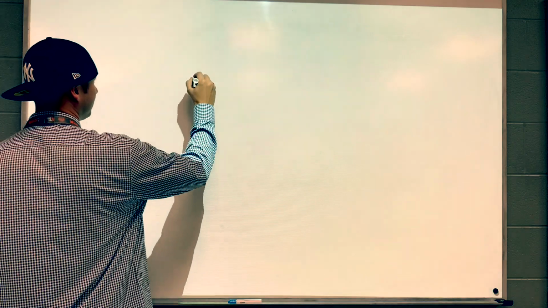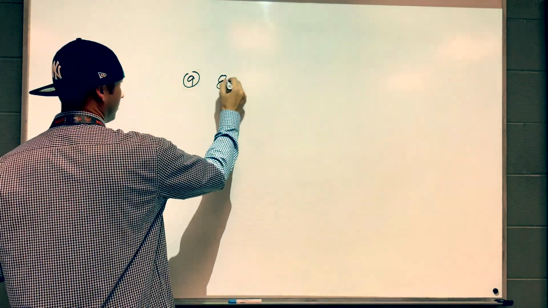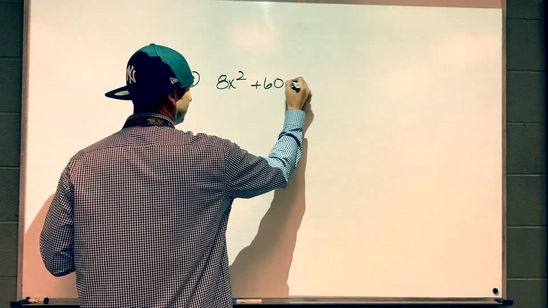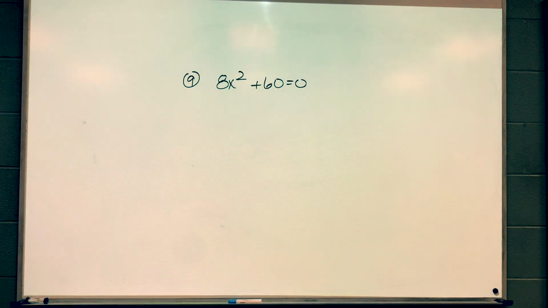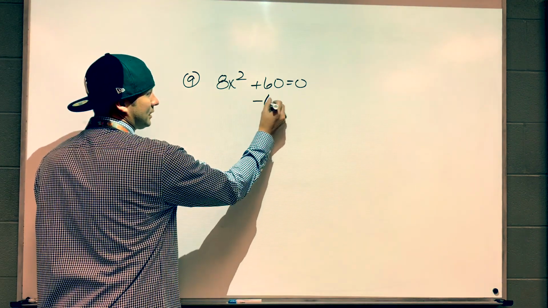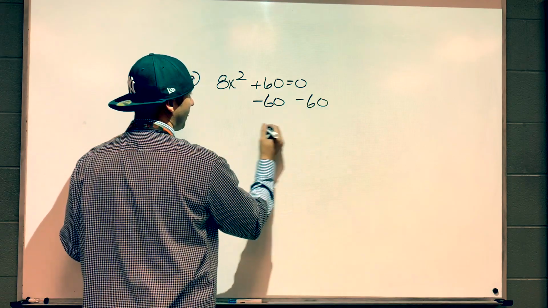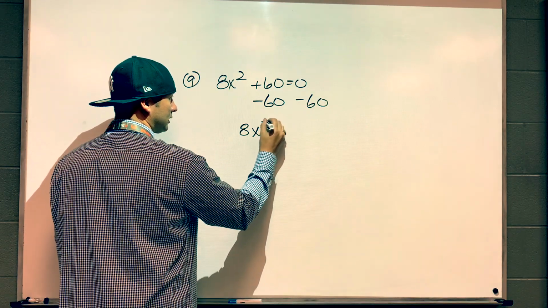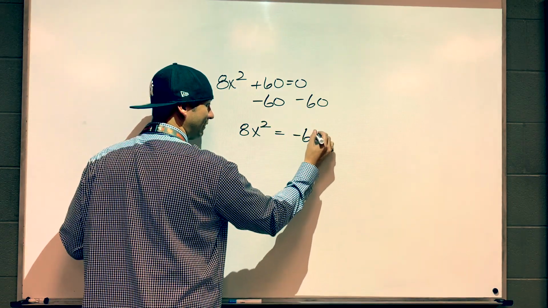All right, number 9. Okay, I want to solve by taking a square root. Solve by taking a square root. All right, 8x squared plus 60. I want to subtract 60 from both sides. 8x squared equals -60.